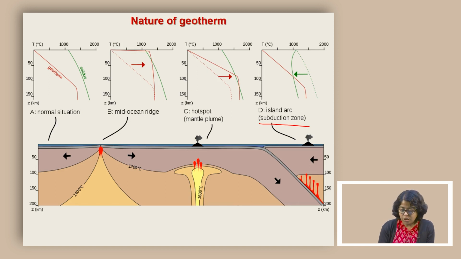So, the geotherm stays the same, but then the solidus actually shifts. So, unlike this one, the geotherm does not really shift, the geotherm stays the same, but suddenly we find that the solidus is actually moving towards a low temperature phase. So, in other words, something is happening around that place which makes the rock melt at a lower temperature than what was originally required.